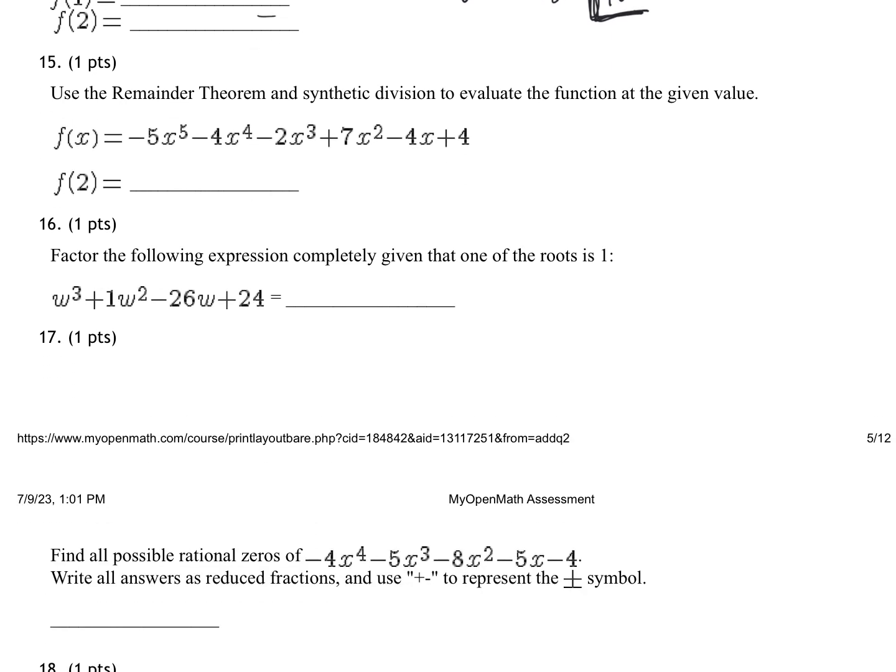Number 15, use the remainder theorem and synthetic division to evaluate the function at the given value. This is the same as number 14.